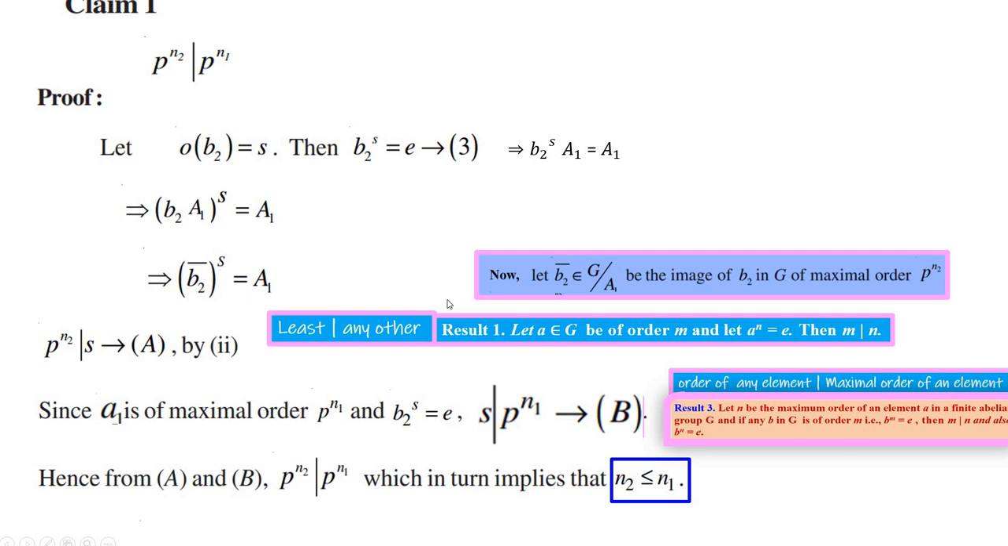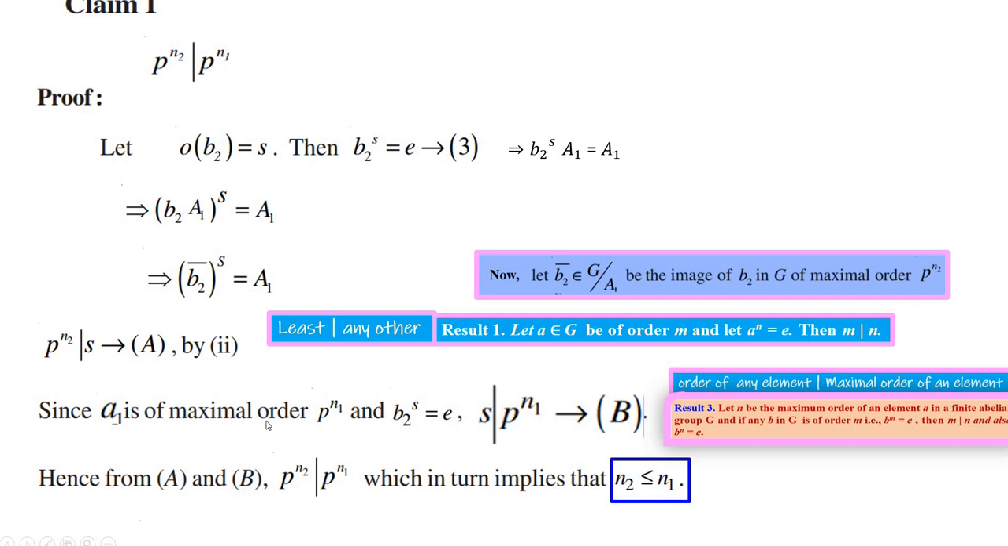As far as b2 bar is concerned, p power n2 is the least positive integer such that b2 bar power p power n2 is A1. Now here s is any other integer for which b2 bar power s is A1. So using result 1, in which we have said that the least must divide any other, we have p power n2 dividing s. Name that as statement A.